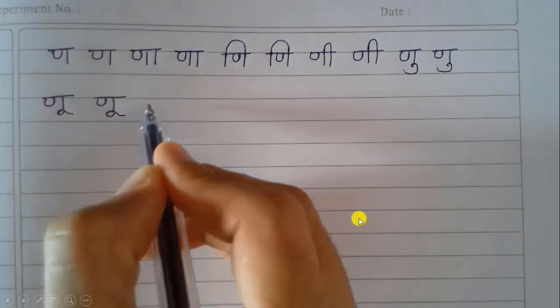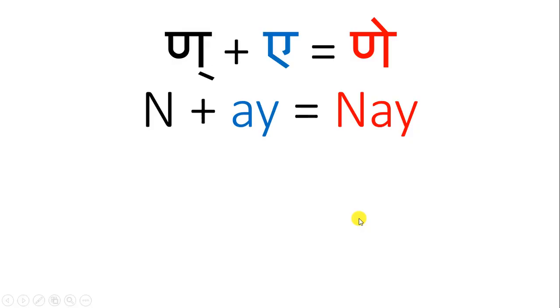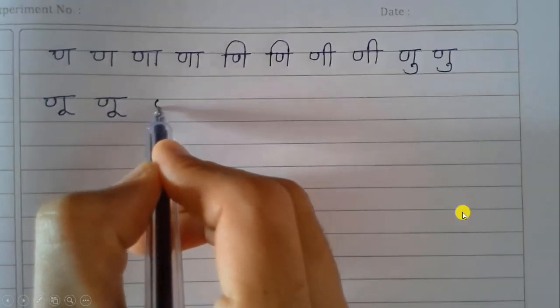All right. Next is Ne, and you get the sound Ne when you add N to Ye. N plus Ye equal to Ne, and Ne is written like this.